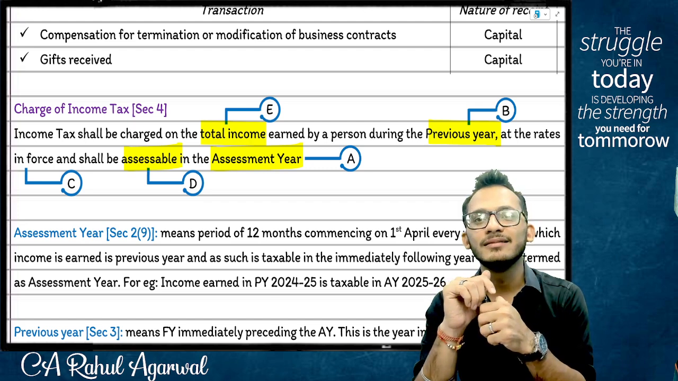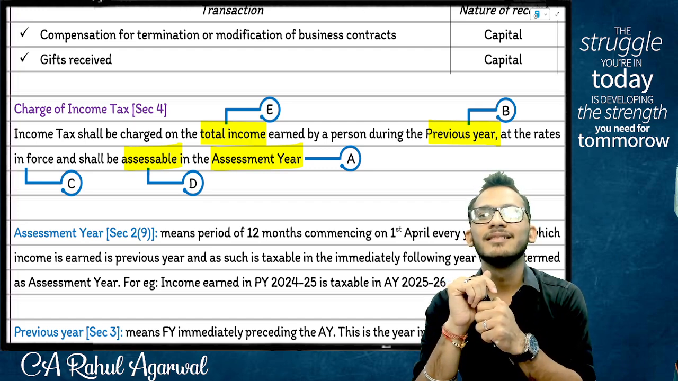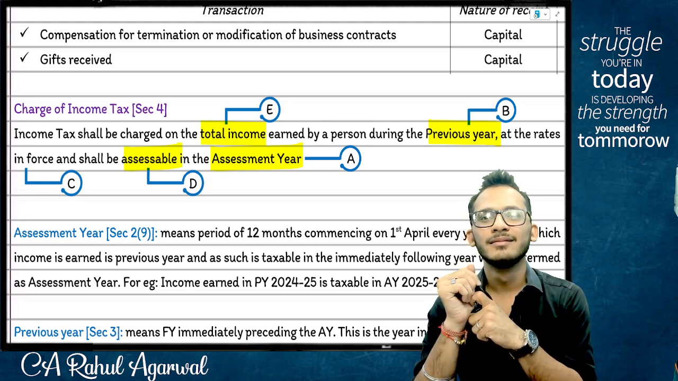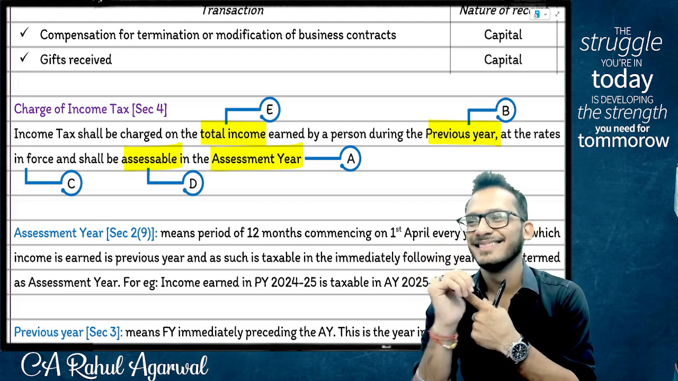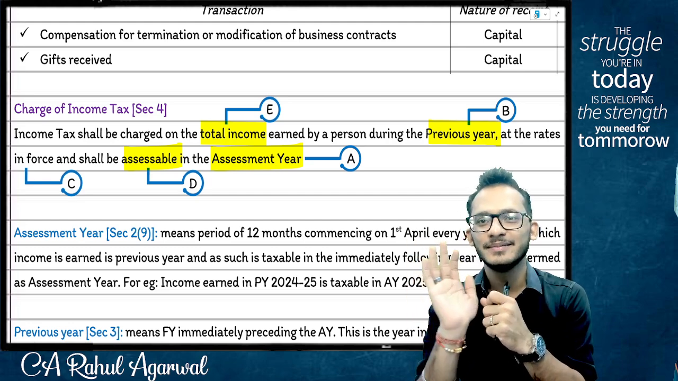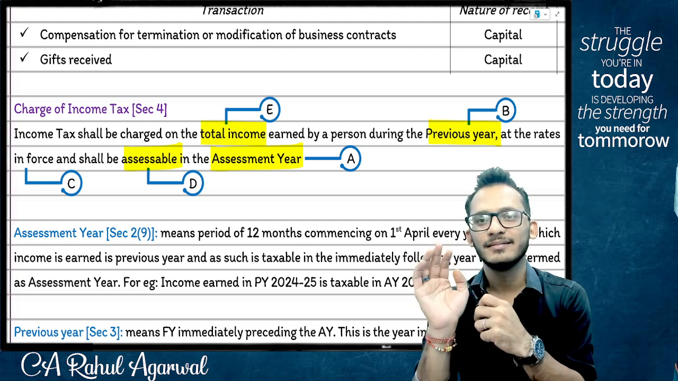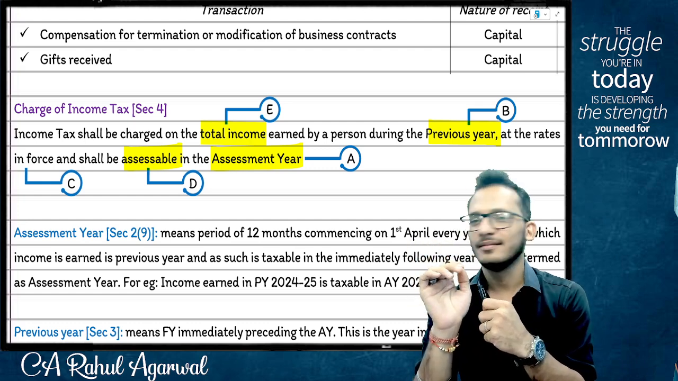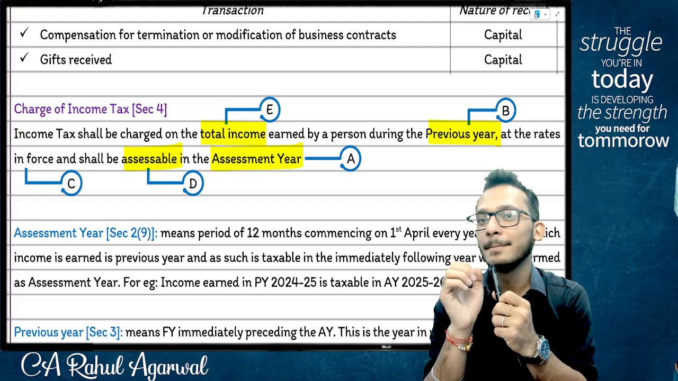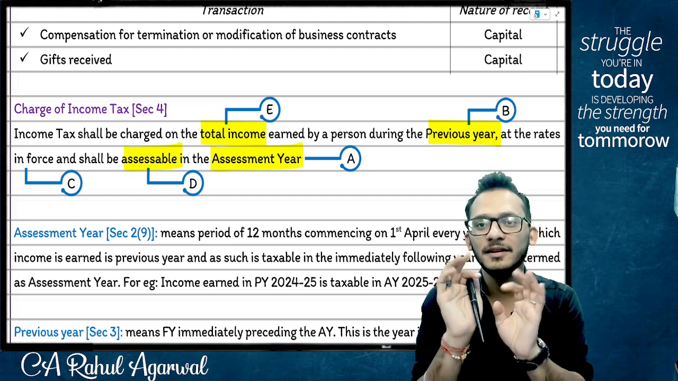Entity above 18. Company without age. So natural person above 18, artificial person without age. So child does not pay tax. Child does not pay income tax.